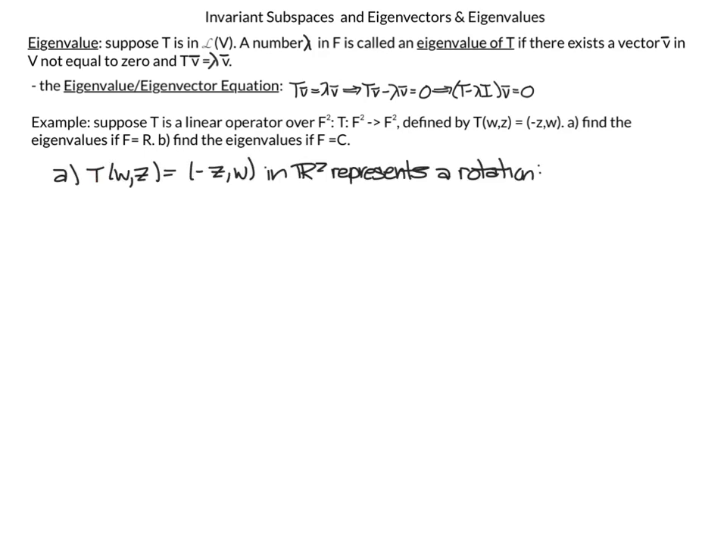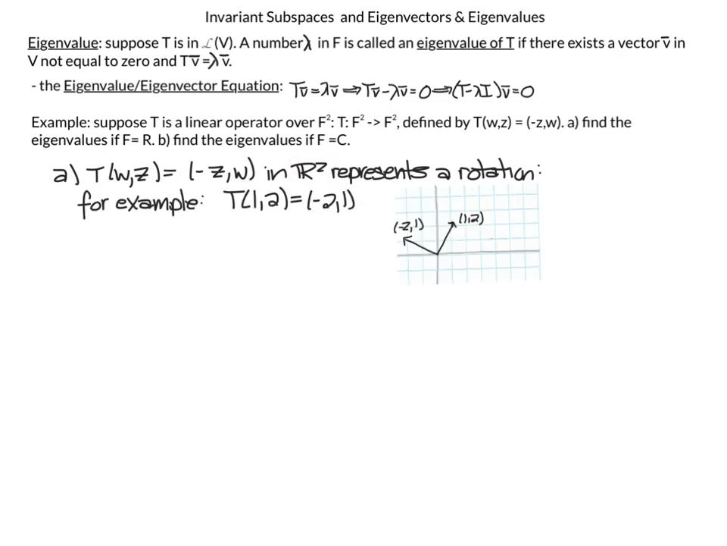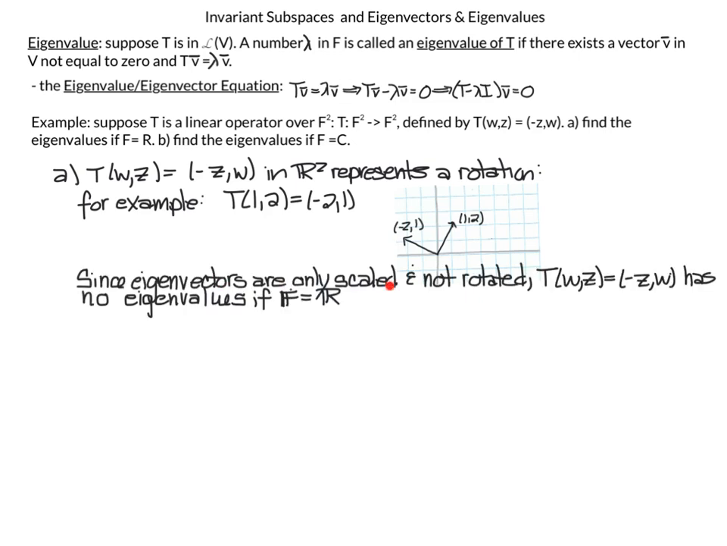So this transformation T of (w, z) equals (minus z, w) in R2 represents a rotation. For example, let's just take w equals 1 and z equals 2. That would mean we have minus 2, 1. So we start off with this vector 1, 2, and then we rotate it to minus 2, 1. And since eigenvectors are only scaled and not rotated, we will say that this transformation has no eigenvalues if our field is equal to the field of real numbers.